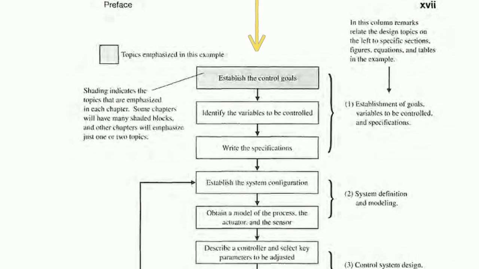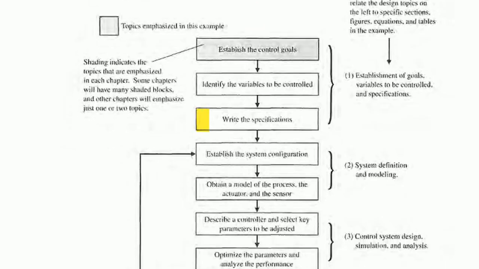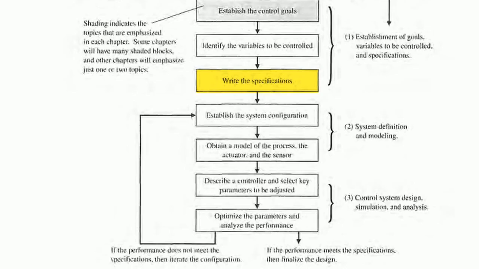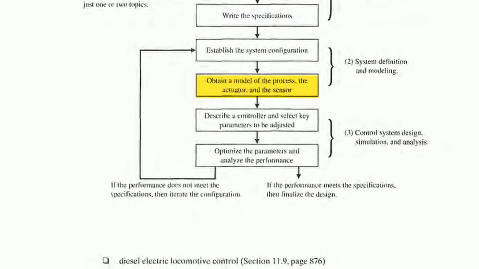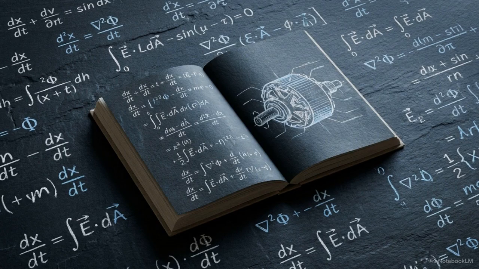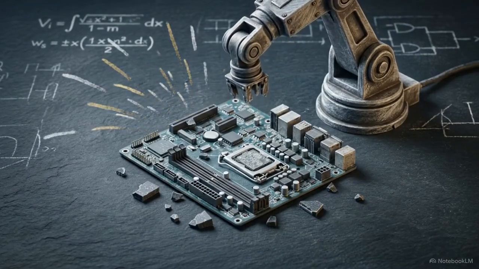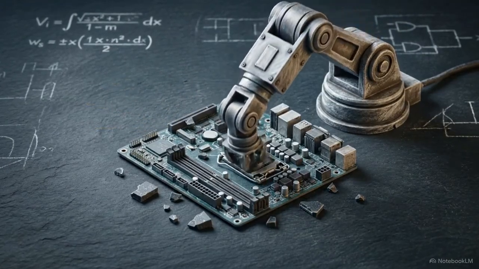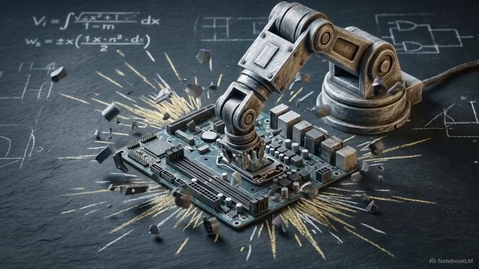This chart outlines the universal design methodology. First, establish control goals and identify specific variables. Next, we write exact specifications, defining allowable error margins and response times for safe operation. Then, we obtain a mathematical model, abstracting the physical actuator, sensor, and plant into equations. Because every subsequent step in this workflow builds on those equations, the accuracy of the mathematical model determines whether the final physical system functions as intended or tears itself apart.